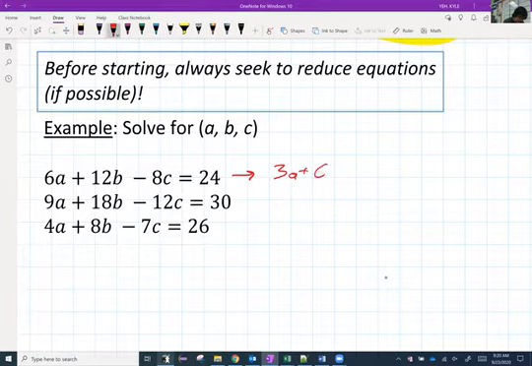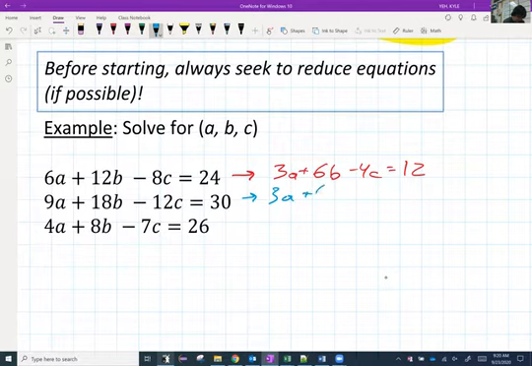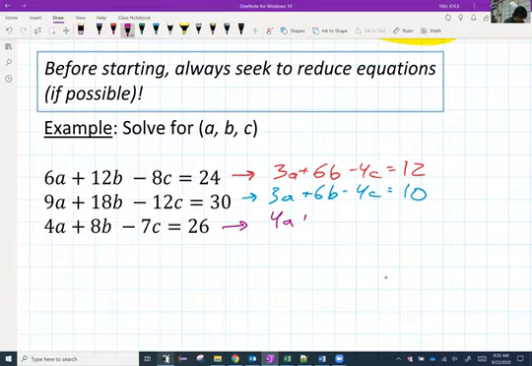So divide by 2, 3a plus 6b minus 4c equals 12. It looks like each of these on the second equation are divisible by 3, right? So 3a plus 6b minus 4c equals 10. And it doesn't look like I can divide anything out of my third one, not out of everything. So 4a plus 8b minus 7c equals 26.